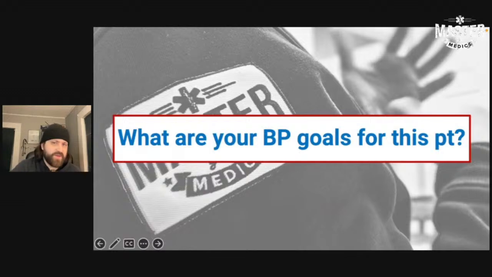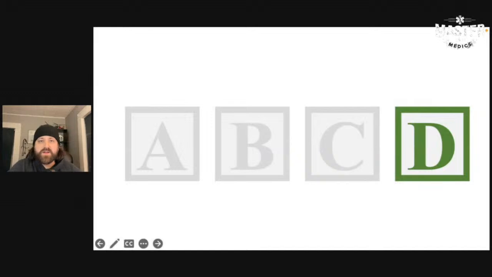So, what are your blood pressure goals for this patient? I think this is important and often overlooked. This one can also be kind of controversial. And while technically it's a circulation question, we're going to talk about it in the context of disability because really it's a neuro-based answer.